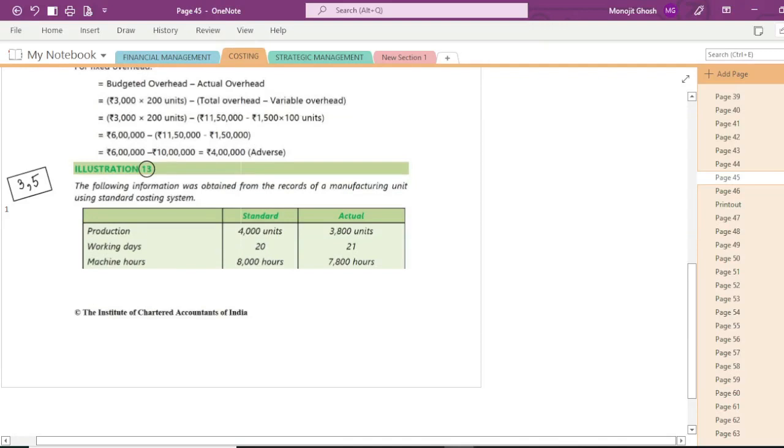So we will see the three questions where we will apply all the concepts of standard costing. Sales value and sales margin variances are not so important, okay. So the questions relating to these two concepts are not discussed in the video, okay.